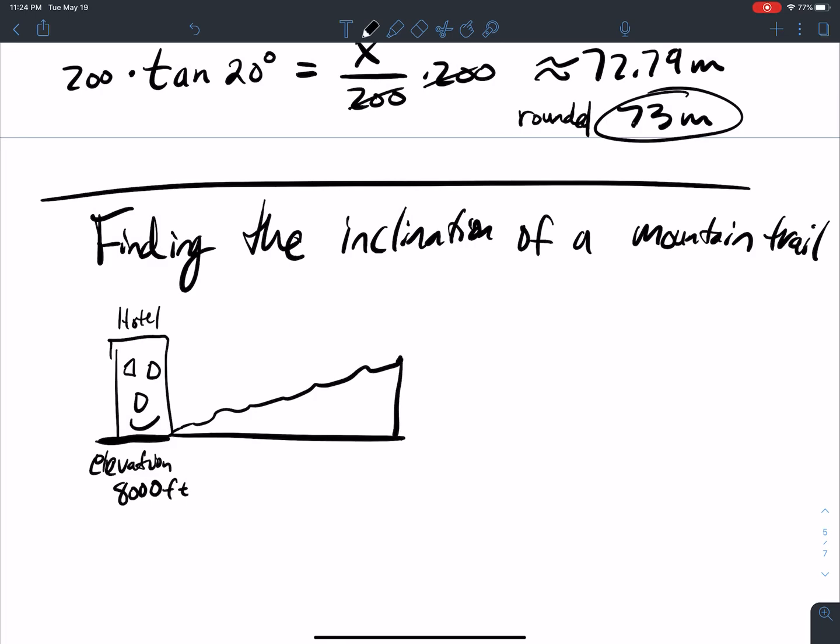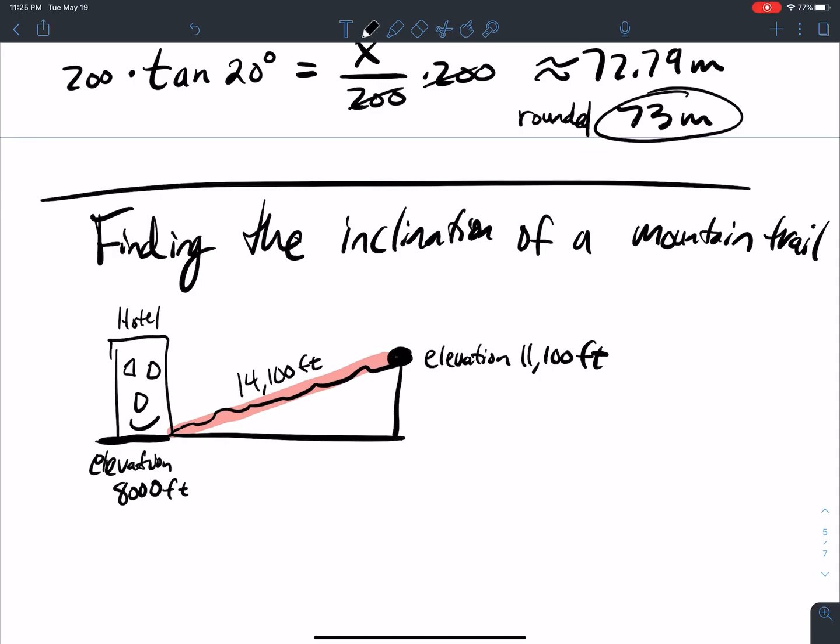And so it looks like a straight trail leads up from the Alpine Hotel, elevation 8,000 feet, to a scenic overlook at an elevation of 11,100 feet. So maybe this is a scenic overlook. Elevation 11,100 feet. All right, the length of the trail is 14,100 feet. So this length here of that trail is 14,100 feet. And we want to know what is the inclination, the grade of the trail.